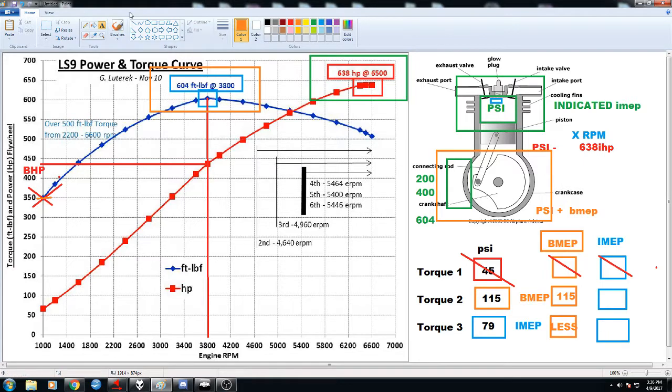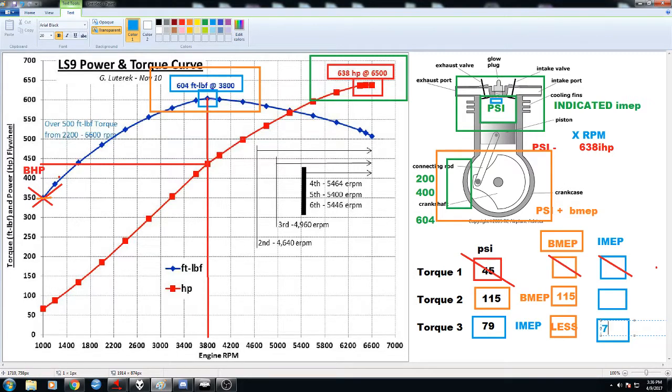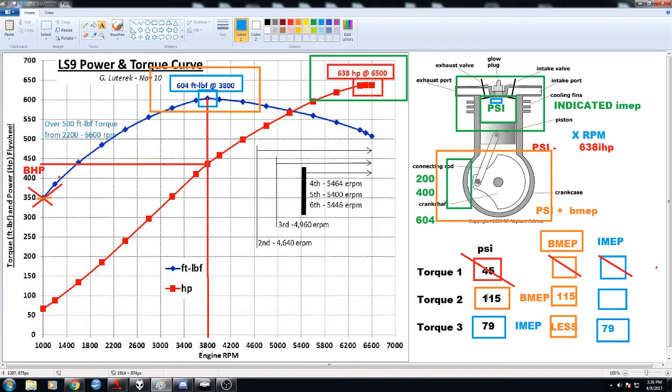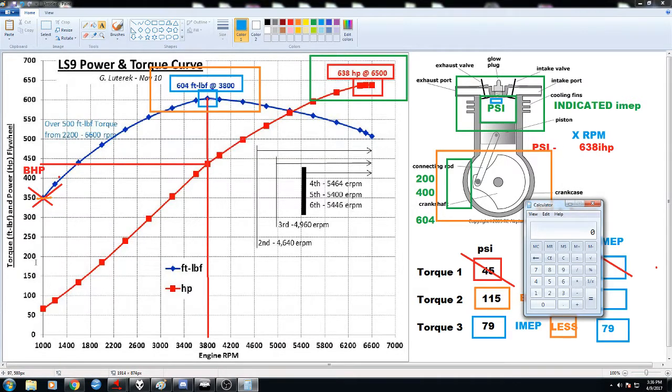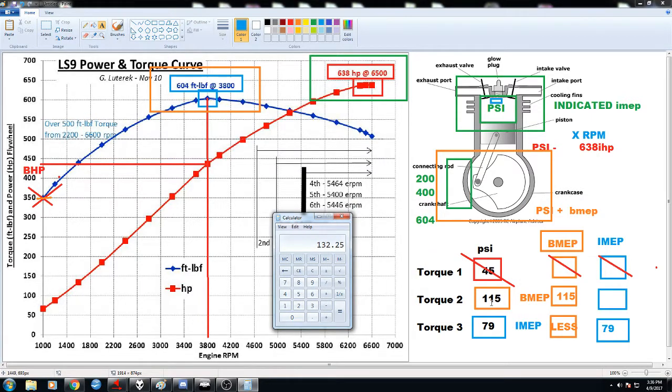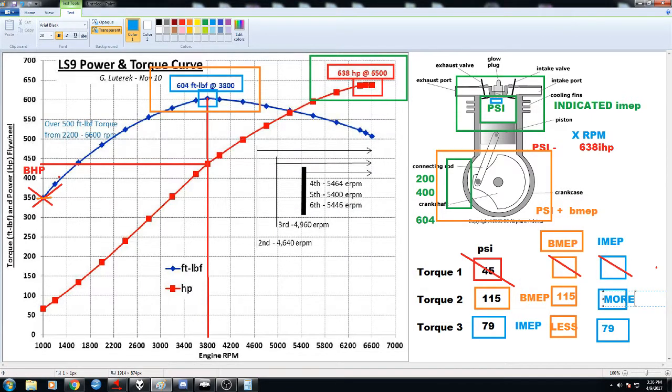For indicated mean effective pressures, follow me here carefully, we're gonna keep the 79 because it's already an indicated mean effective pressure, and this guy has to be increased, because BMEP is always less than IMEP. So if we got 115 BMEP, let's assume that we lost about 15%. I'll show you how I came up with this number. Let's say we gained about 15%, about 132. So this number has to be more.